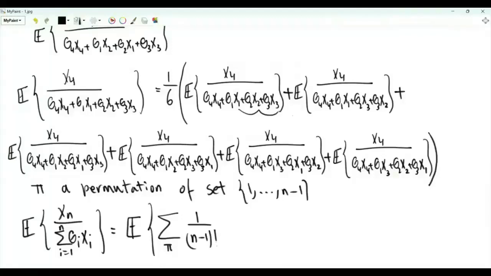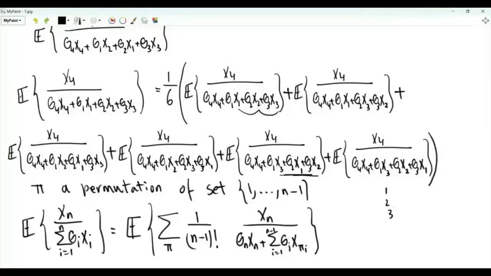We have 1 over n minus 1 factorial, xn divided by θn xn plus summation i from 1 to n minus 1 of θi x π(i). For instance, the permutation applied here is that we take 1, 2, 3. π of 1 is equal to 3. π of 2 is equal to 1. π of 3 is equal to 2.